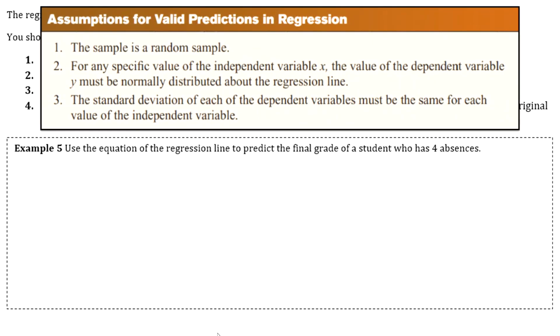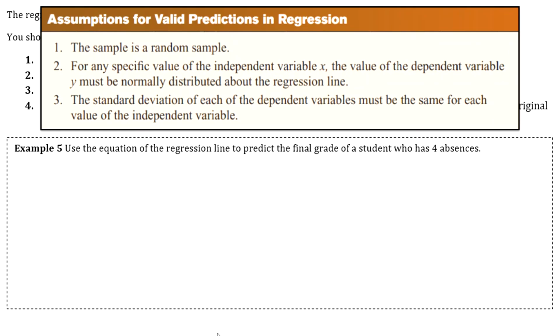So for all the problems that we're going to do, we're just going to assume that these 3 things are true. So we'll assume that the sample is a random sample. For any specific value of the independent variable, the value of the dependent variable must be normally distributed. And then the standard deviation of each of the dependent variables must be the same for each value of the independent variable. So that's not something you really have to worry about.